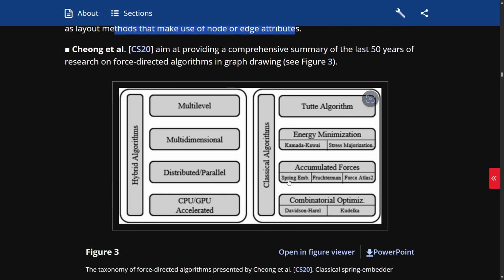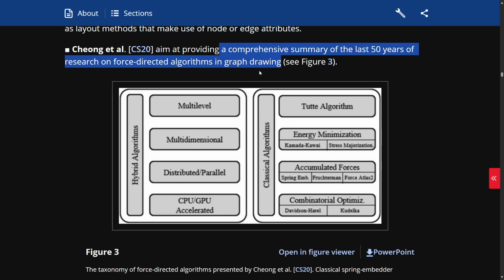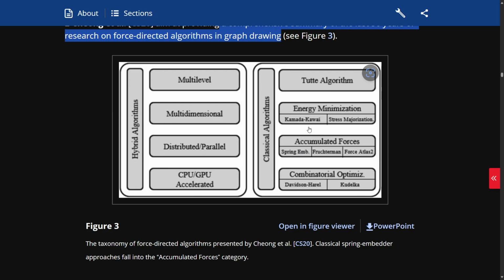Chung et al., CS20, aim at providing a comprehensive summary of the last 50 years of research on force-directed algorithms in graph drawing, see Figure 3. Figure 3: The taxonomy of force-directed algorithms presented by Chung et al., CS20. Classical Spring Embedder approaches fall into the accumulated forces category.